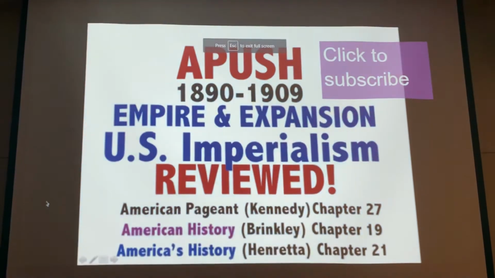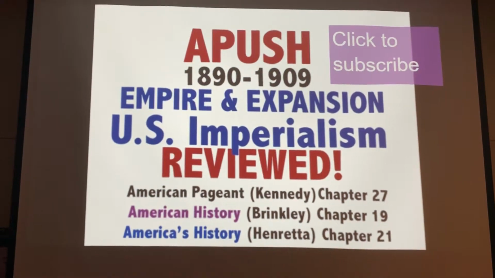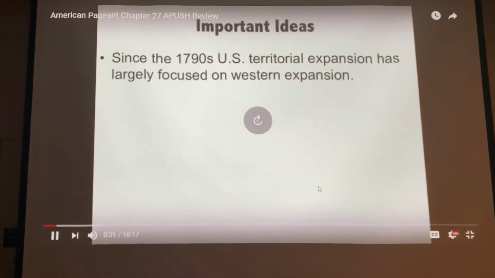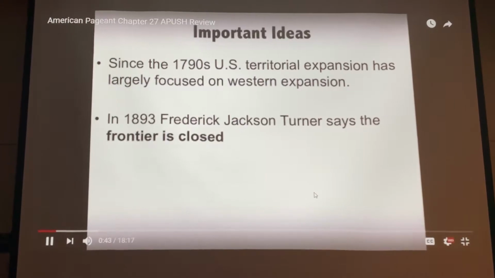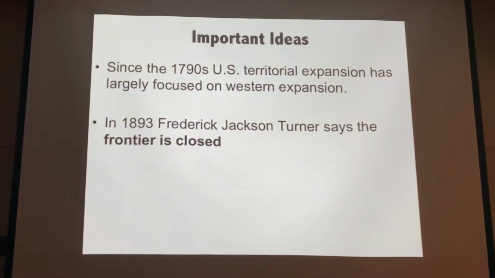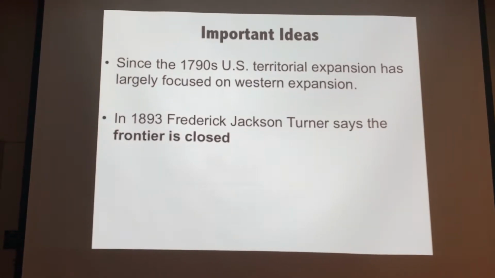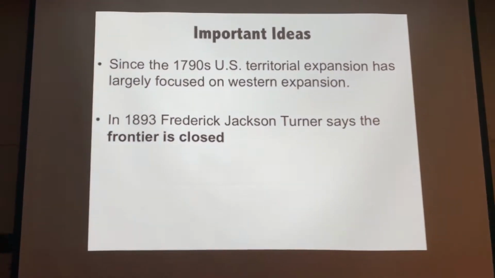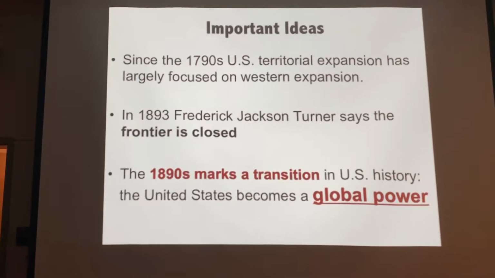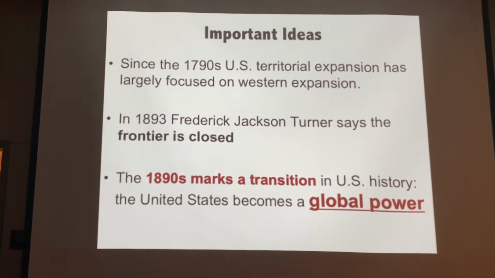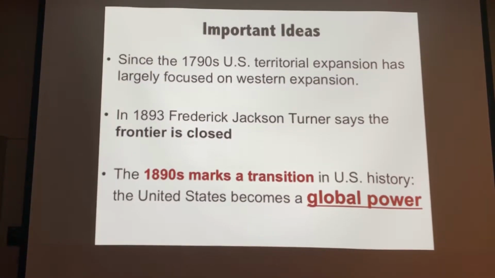Welcome to Joe's Productions. Today we're taking a look at the rise of a world power, but something changes in the 1890s. In 1893, of course, Frederick Jackson Turner says the frontier is closed, the end of the Indian Wars with Wounded Knee in 1890. The 1890s marks a transition in U.S. history. The U.S. becomes a global power.